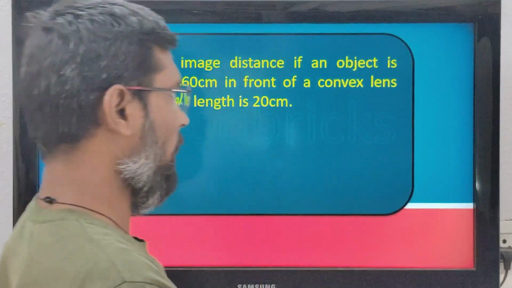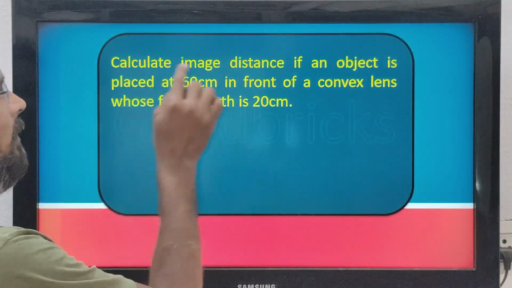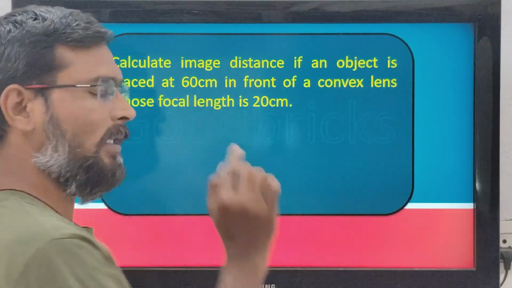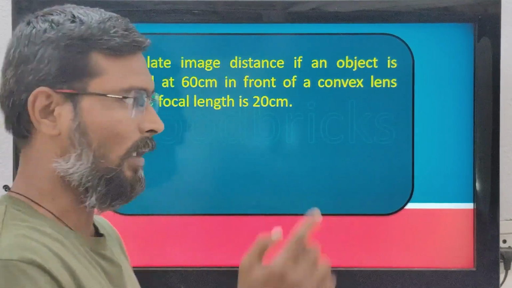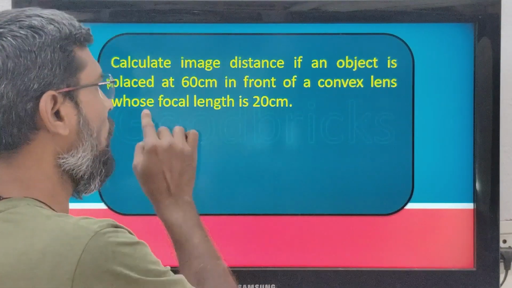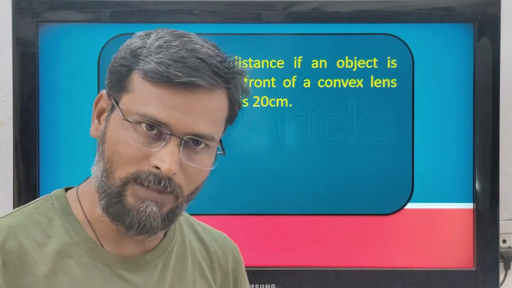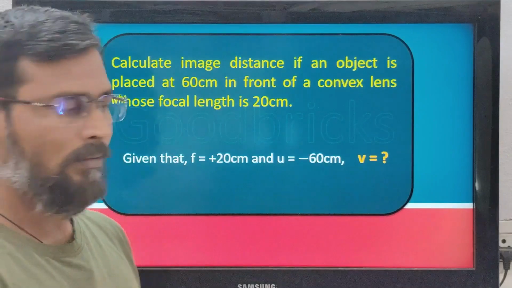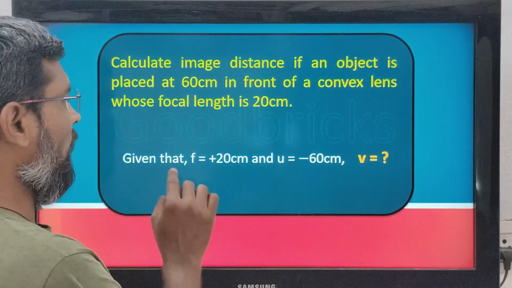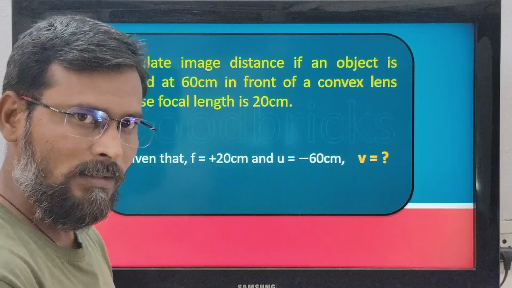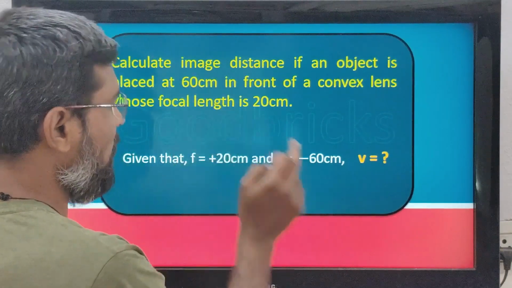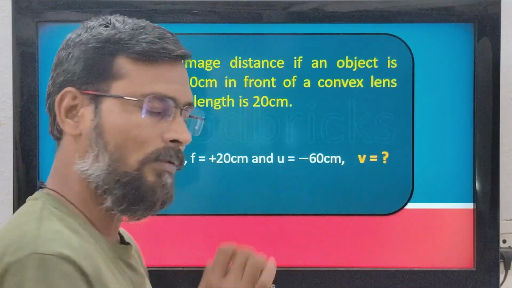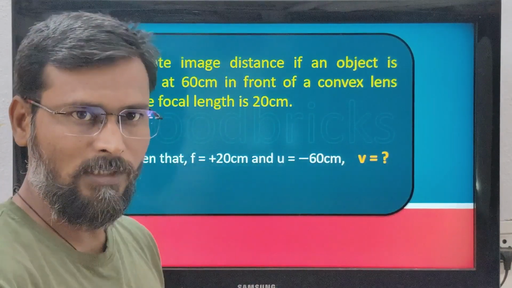If you look at the problem here on the screen, calculate image distance if an object is placed at 60 centimeters in front of a convex lens whose focal length is 20 centimeters. So let us note down the given information in the question. They have given focal length 20 centimeters, object distance 60 centimeters, and they are asking us to calculate V is equal to question mark.